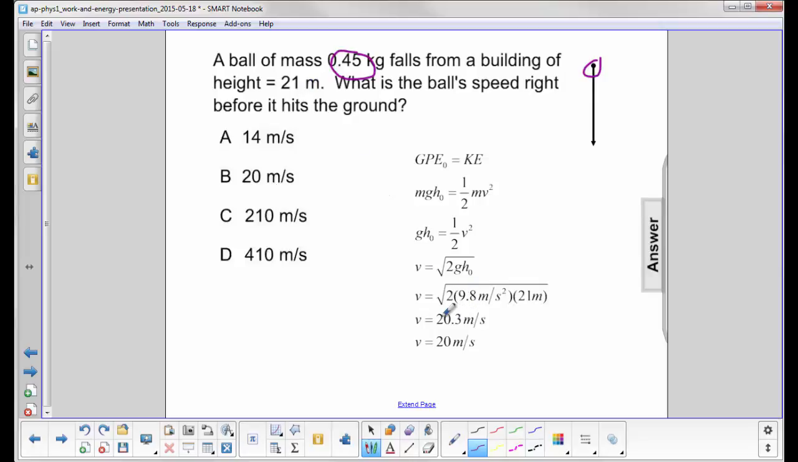This is 3. Whenever a 0 is between integers like that, it counts as a significant figure. So we have to round it to the nearest 2 significant figure number, and that gives us 20 meters per second. So that would be B.